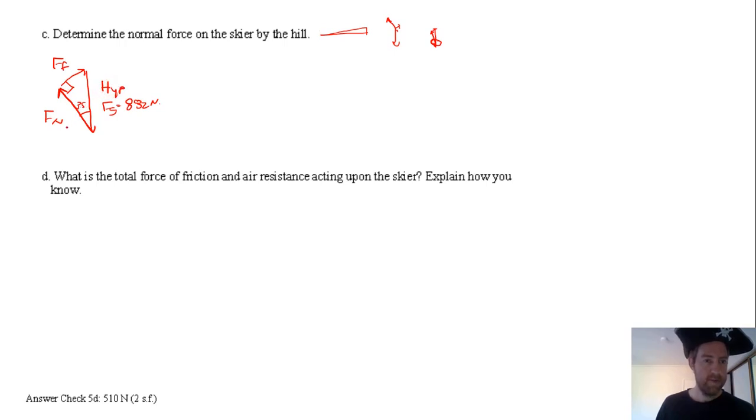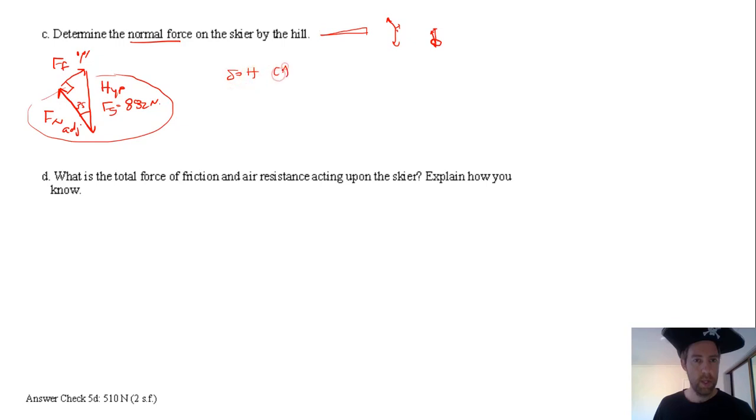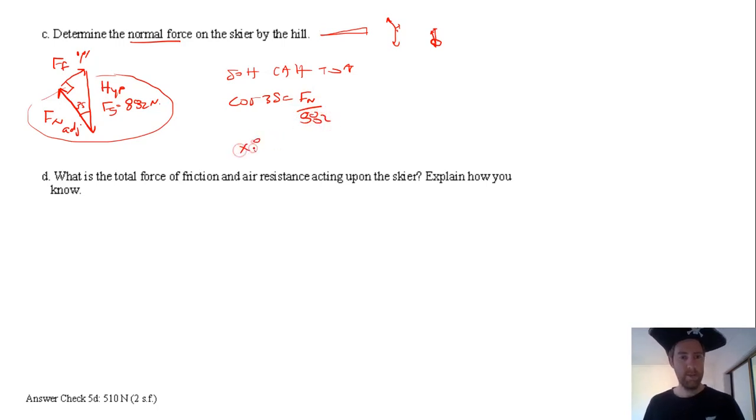Beside the angle we care about, the 35, is the adjacent. Opposite the angle we care about is the opposite. When we want the normal force, we want these two. And that is SOHCAHTOA. I've got hypotenuse and adjacent. And so that's cos 35 equals adjacent Fn over 882, times both sides by 882.